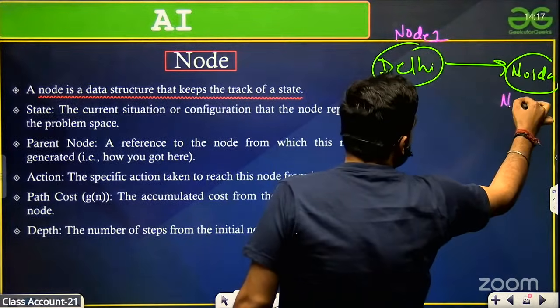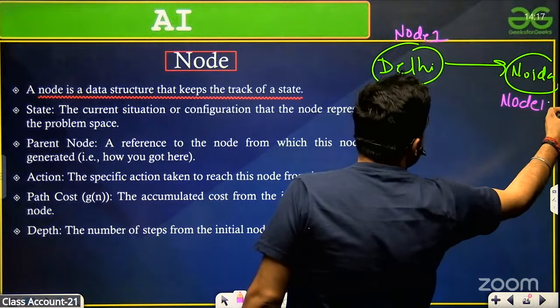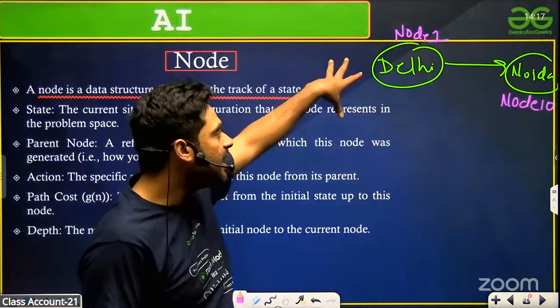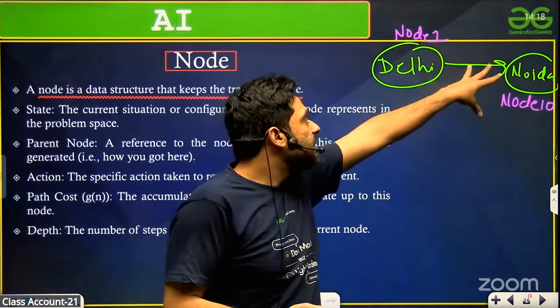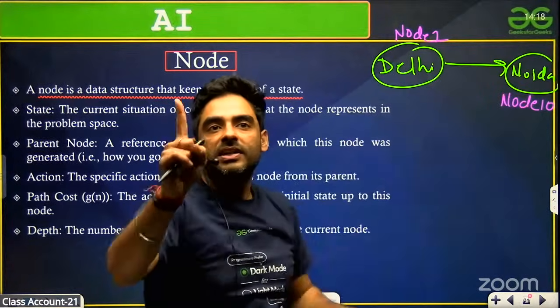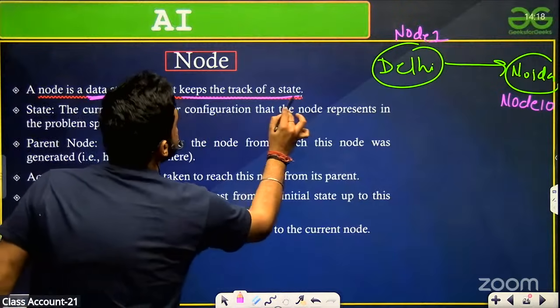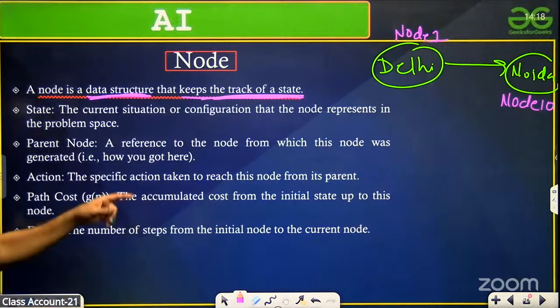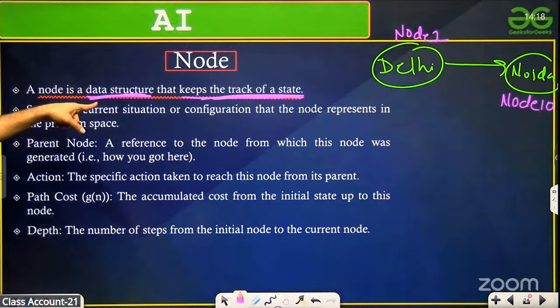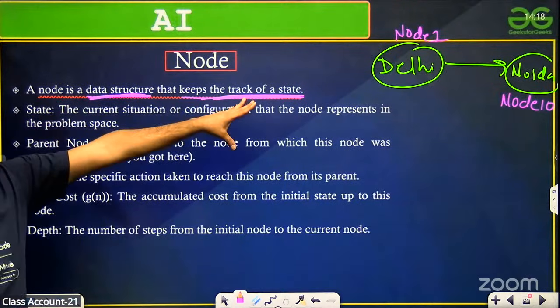Okay, Noida is treated as, for example, node 10. I can treat that as node 10. I have another 8 nodes in between Delhi and Noida. So basically, what is a node? A node is a data structure that keeps the track of a state. So what is a node? It is a data structure that keeps the track of a state.